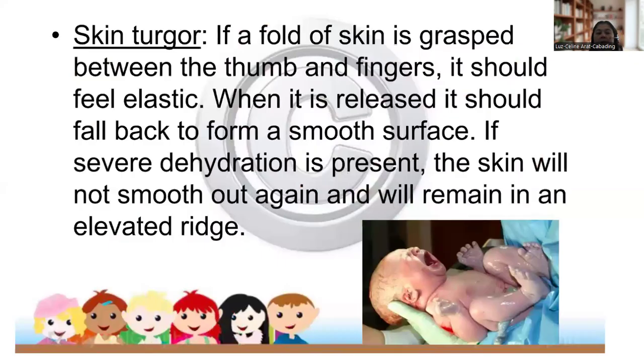We look at the skin turgor. If a fold of skin is grasped between thumb and finger, okay, it should feel elastic, and when released, it should fall back to form a smooth surface. Because if a newborn is severely dehydrated, the skin will not look smooth, but there will be a lot of ridges in it.